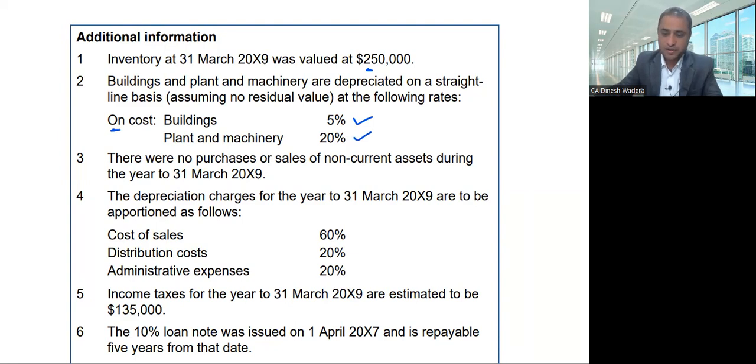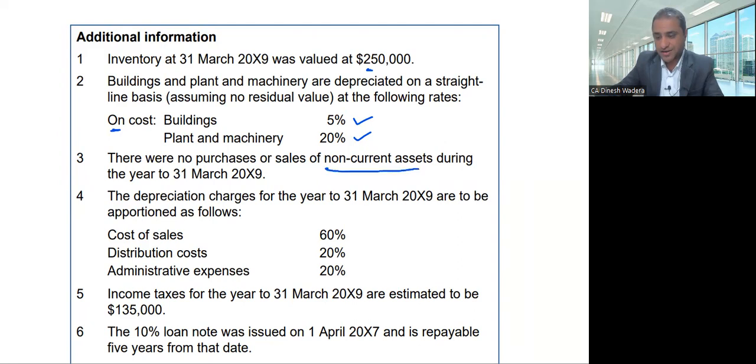All right. Even if they had not given the rate of depreciation and had given us the life of the asset, we could have easily estimated the rate of depreciation and the amount of depreciation. There were no purchases or sales of non-current assets during the year.